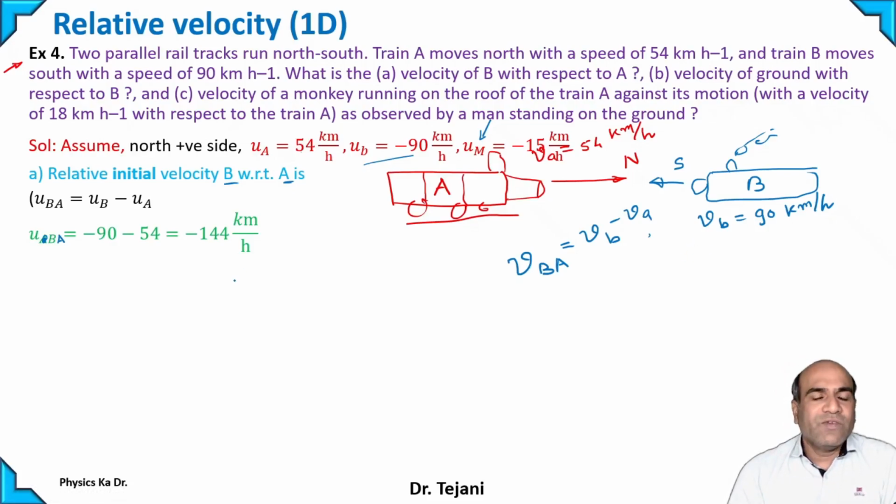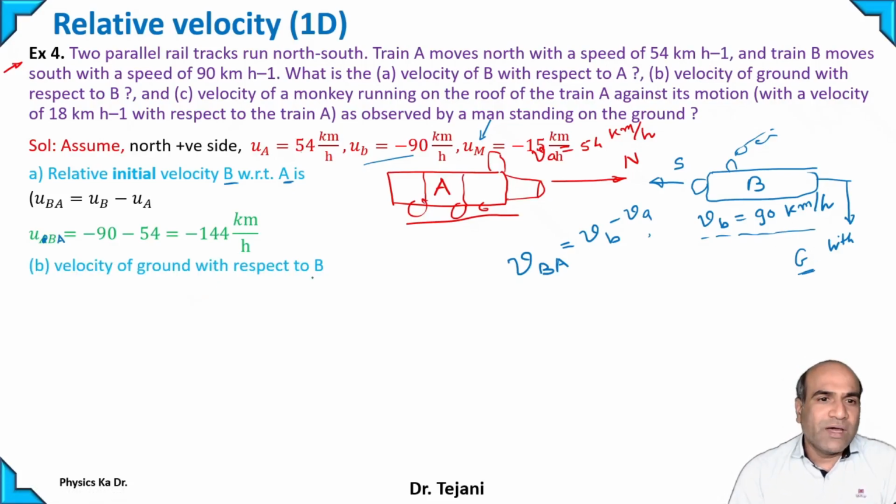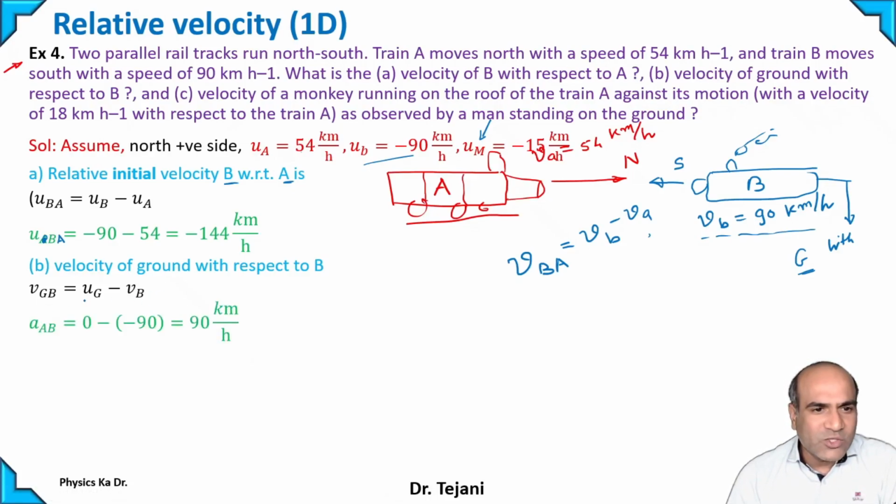See, we know that a speed which is mentioned of any of the train or any journey, it is always with the ground. It is always with the ground. So velocity of ground with respect to B, we use VGB. G is for ground, B is for B number train. VGB is equal to UG minus VB. What is UG? Ground has no velocity, therefore ground velocity is 0, and VB is 90.